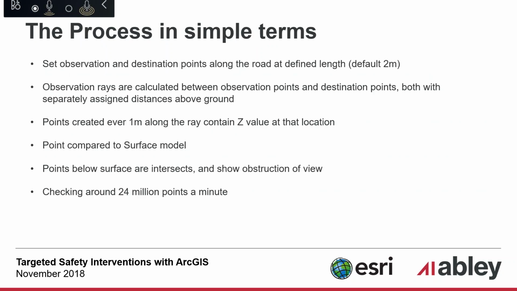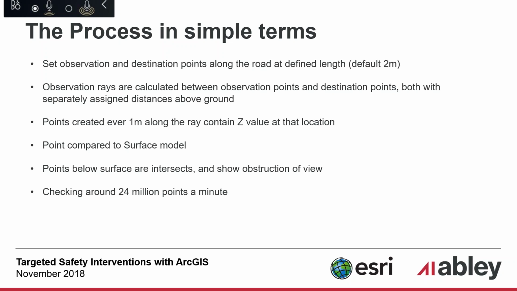So in very simple terms, the process sets observation and destination points along the road at a defined length, and that's defaulted to every 2 metres. Observation rays are calculated between observation points and destination points, both with separately assigned distances above the ground. Points are created every 1 metre along the ray, and they contain a Z value at that location.